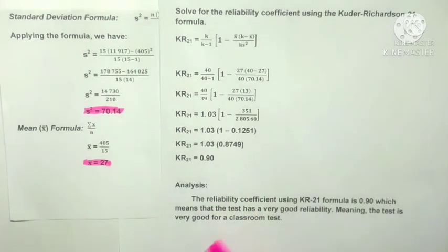So for the analysis, the reliability coefficient using KR21 formula is 0.90, which means that the test has a very good reliability, meaning the test is very good for a classroom test.